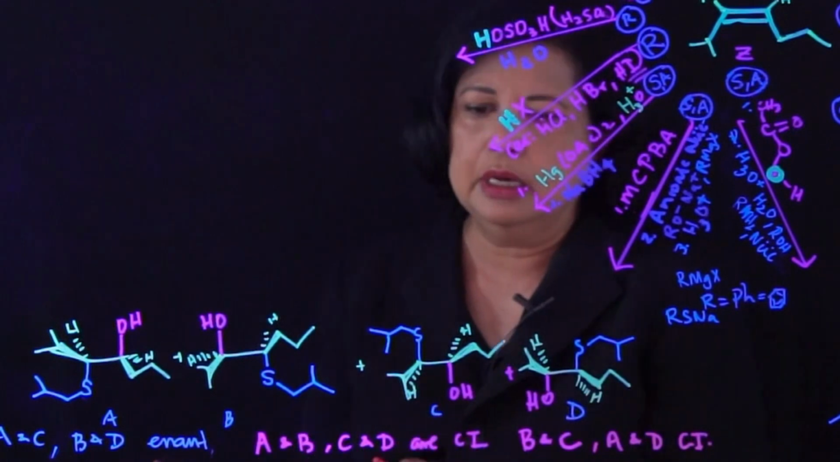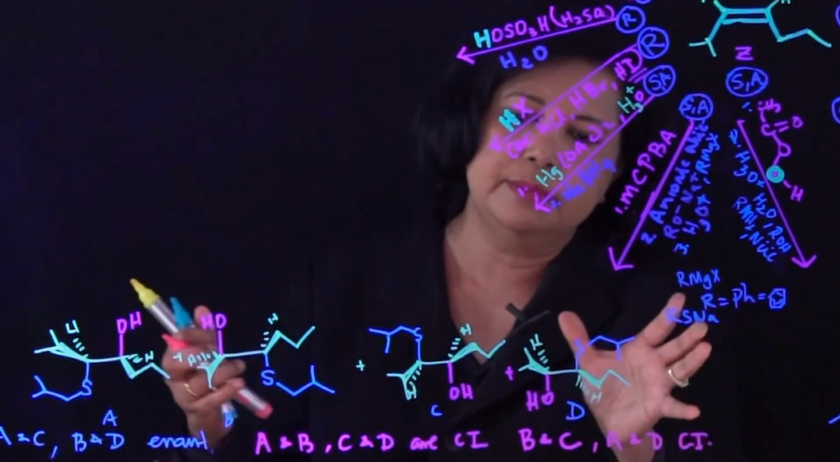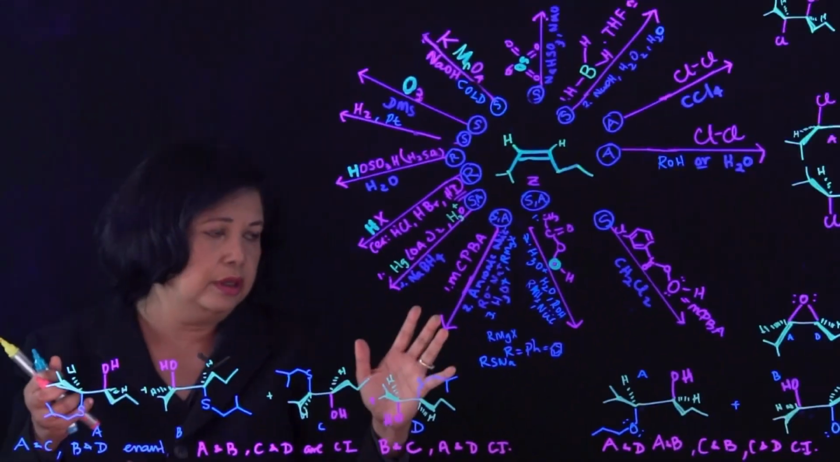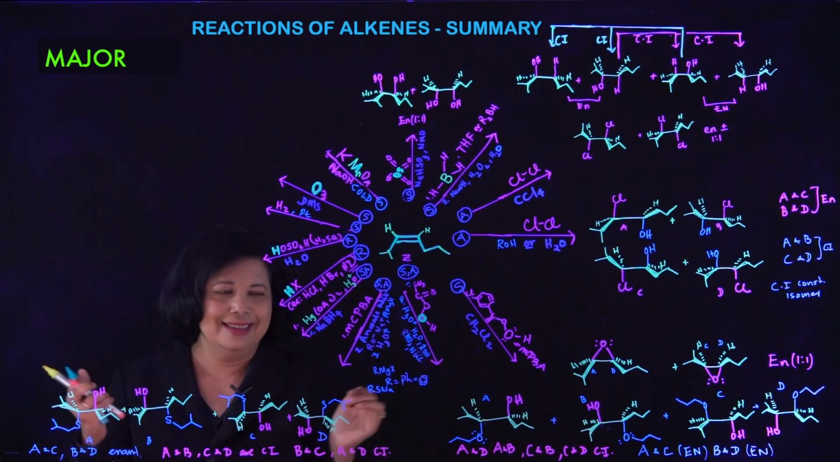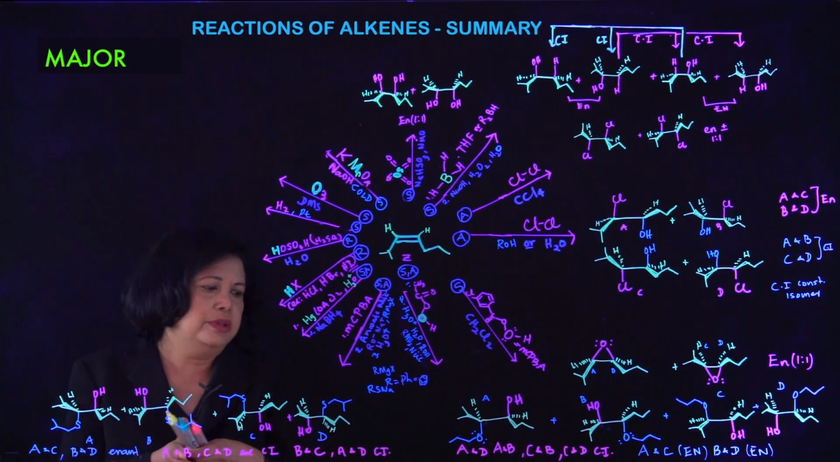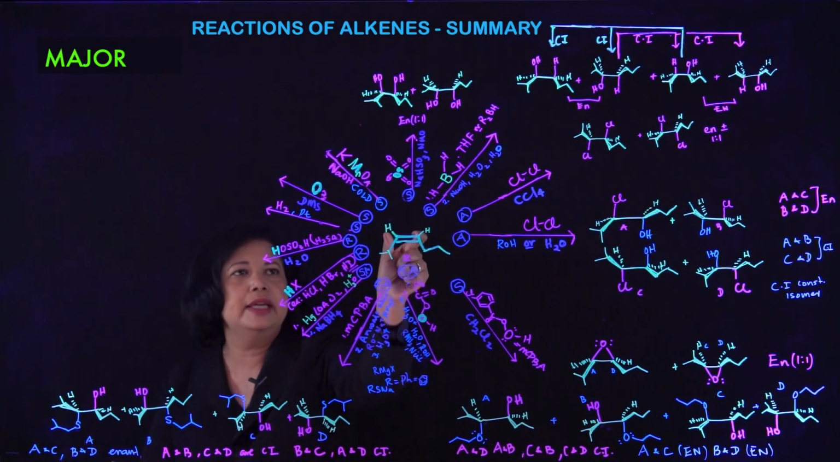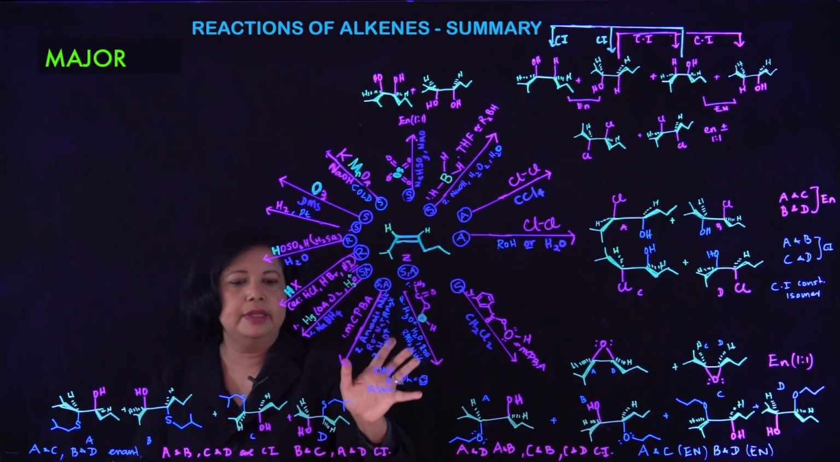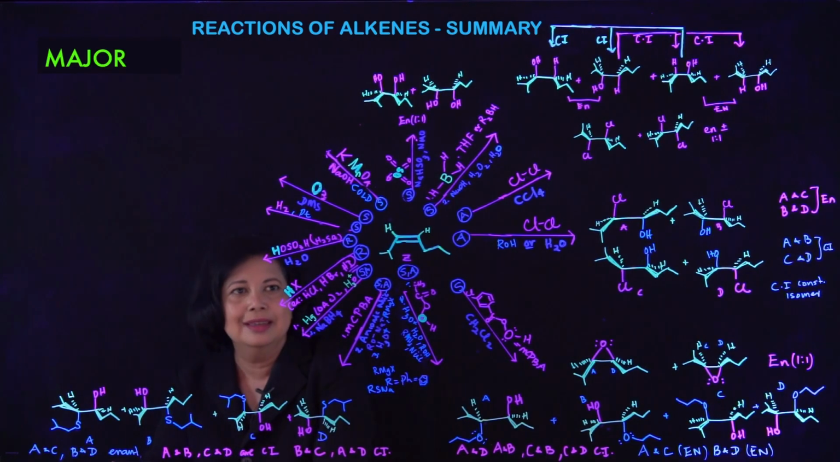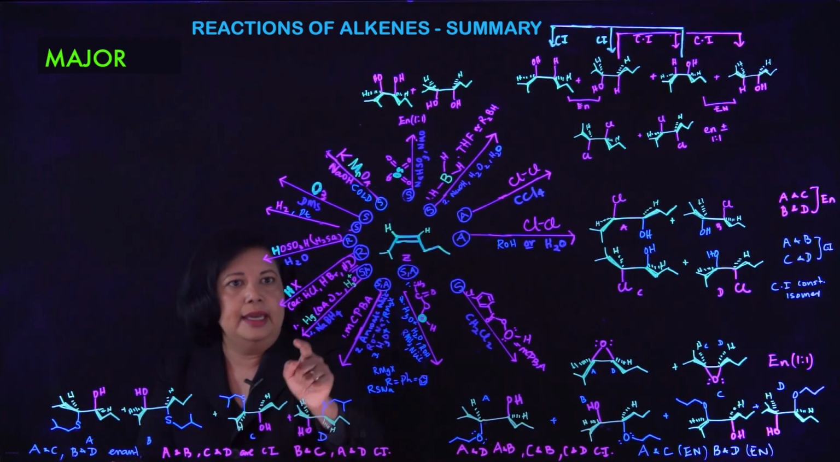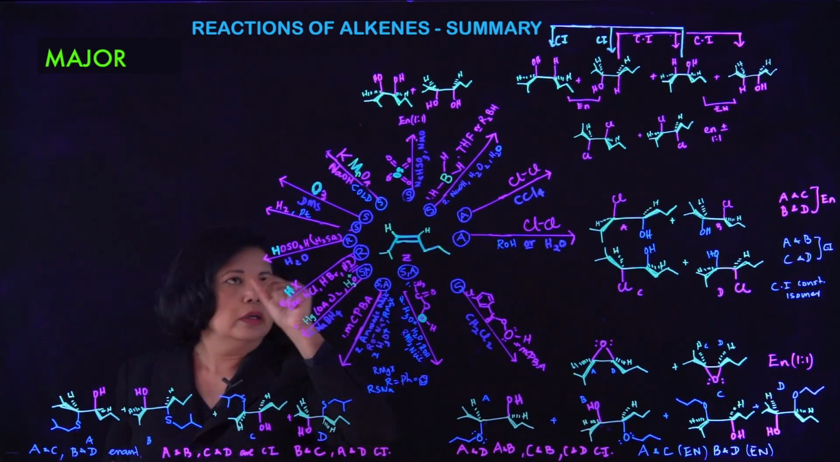So we got a whole bunch of constitutional isomers and enantiomers all mixed up here. It's a mess. So this is one reason why it's nice to have some kind of selectivity, but if you don't have any definite regioselectivity, you can get a lot of mixtures. All right, let's look at AgOAc and water.